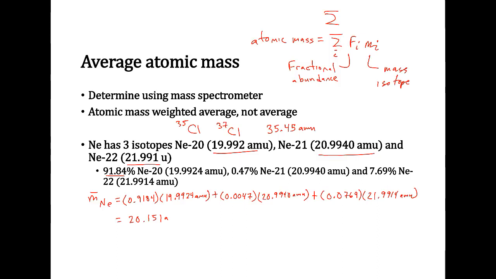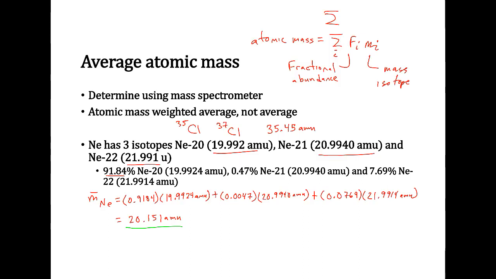These values might differ slightly from what's on the periodic table. It depends on the year that the data was pulled from, and the fractional abundance, whether we're including all isotopes or just the major contributors. But you should end up getting something close to what's on the periodic table.